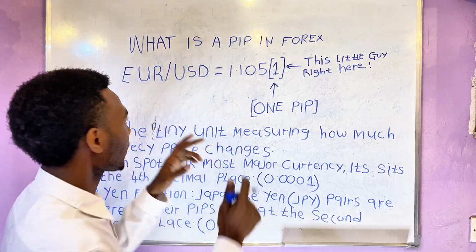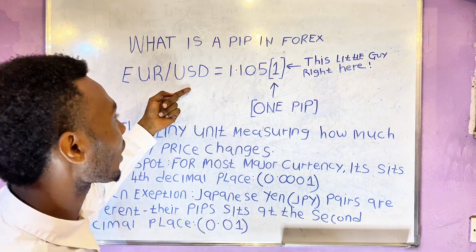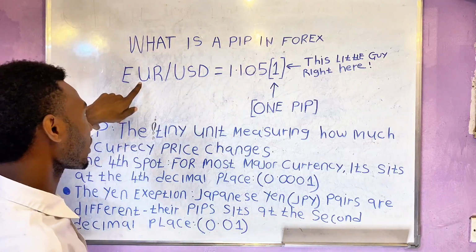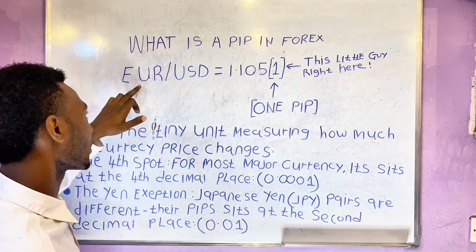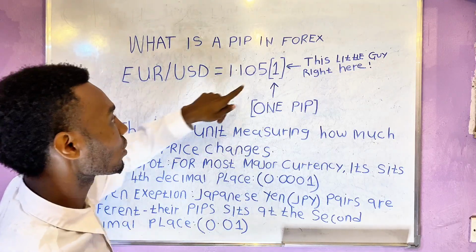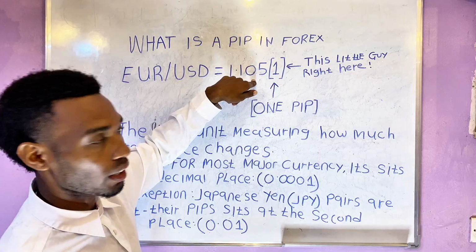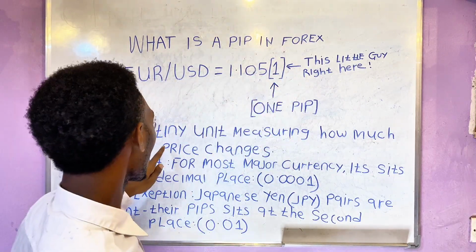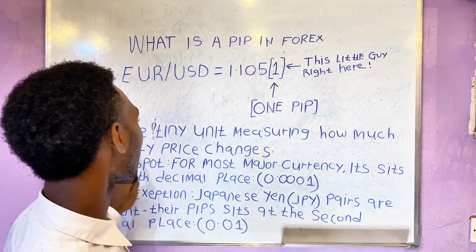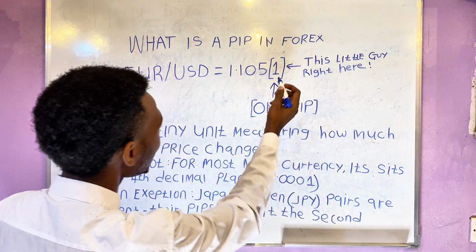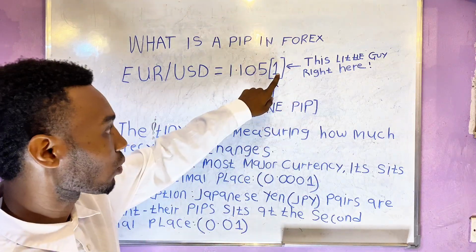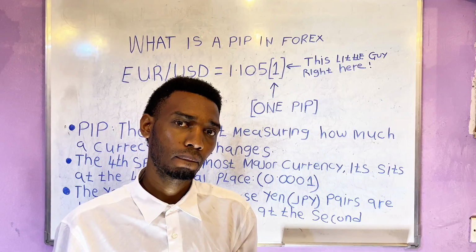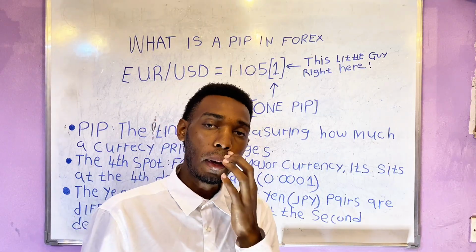Everyone look here. In EUR/USD, this pair of currencies, we said this is the base and this is the quote. In the base, 1 euro is equal to this many US dollars. The PIP is this unit, the teeny unit measuring how much a currency price changes. This one is 1 PIP. It is the fourth decimal digit.